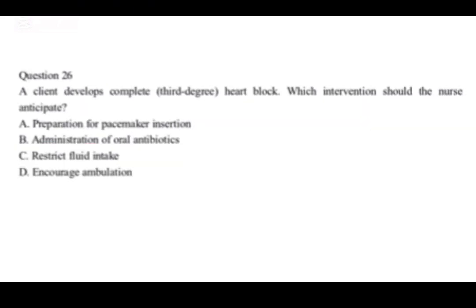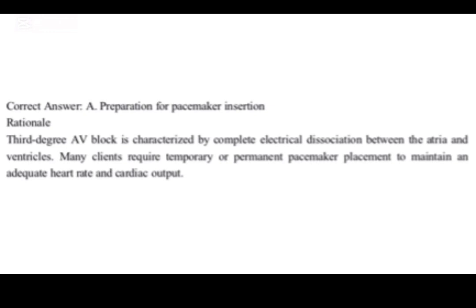Question 26. A client develops complete, third-degree, heart block. Which intervention should the nurse anticipate? A. Preparation for pacemaker insertion. B. Administration of oral antibiotics. C. Restrict fluid intake. D. Encourage ambulation. Correct answer, A. Preparation for pacemaker insertion. Rationale. Third-degree AV block is characterized by complete electrical dissociation between the atria and ventricles. Many clients require temporary or permanent pacemaker placement to maintain an adequate heart rate and cardiac output.